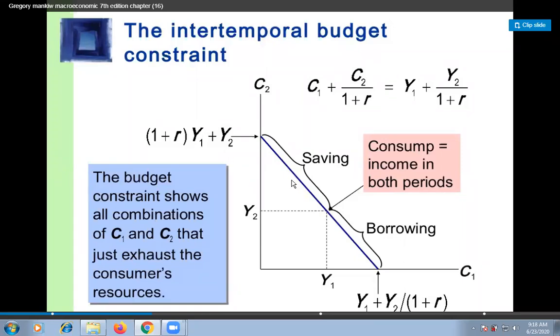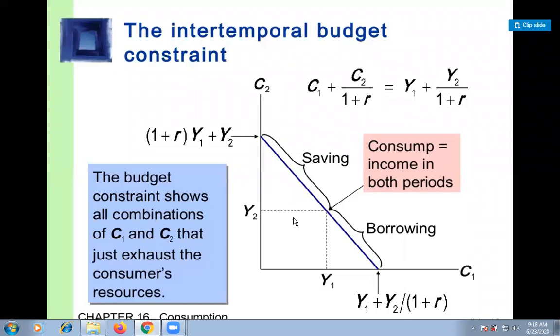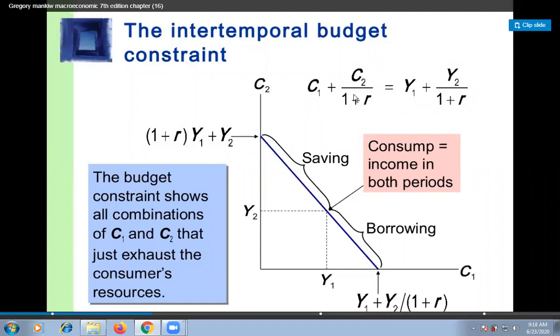आप यहाँ पे कोई पॉइंट ले लें इस बजट कंस्ट्रेंट पे, आपको 2 कॉम्बिनेशन मिलेंगे, C1 and C2. It shows the combination of C1 and C2 that just exhaust Y1 and Y2. ये बजट कंस्ट्रेंट हमने ऑलरेडी मैथमेटिकली ड्रॉ कर चुके हैं. This budget constraint is a combination of C1 and C2 that just exhausts the consumer income.